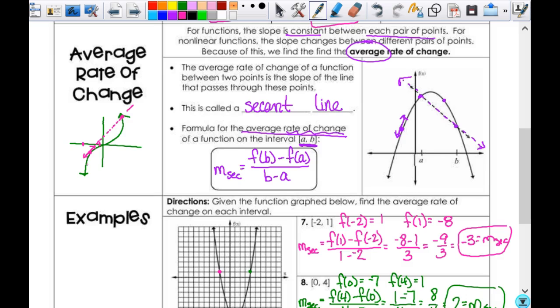So then we did that. That was really no big deal. It's still slope, right? Just talking about it a little bit differently.